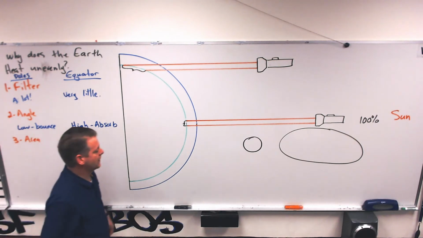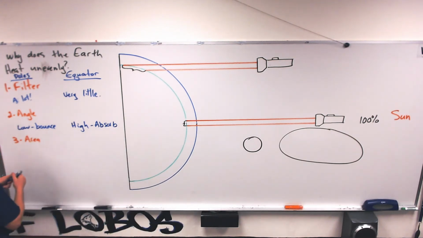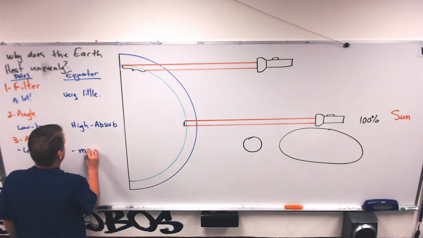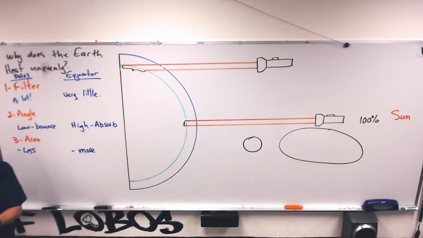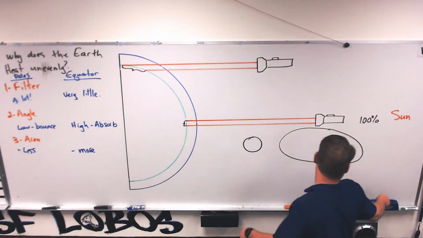All right, so area. We know that right here it is more concentrated. Less concentrated. Less and more. This is more concentrated and less concentrated. Okay, does this make sense?